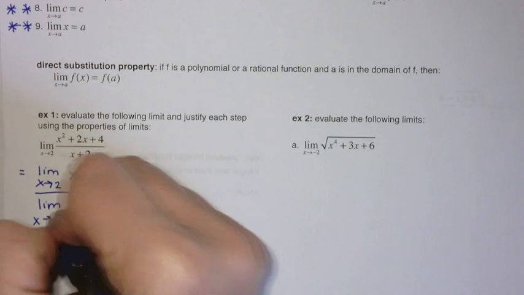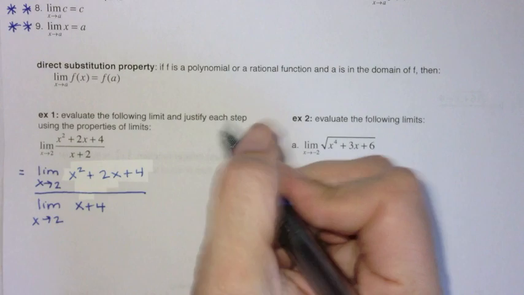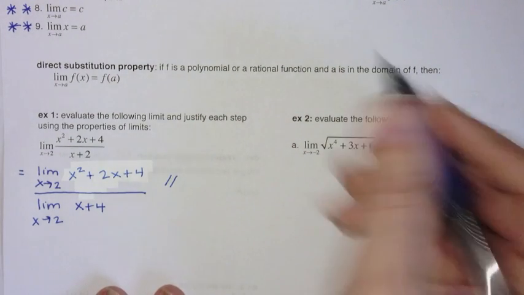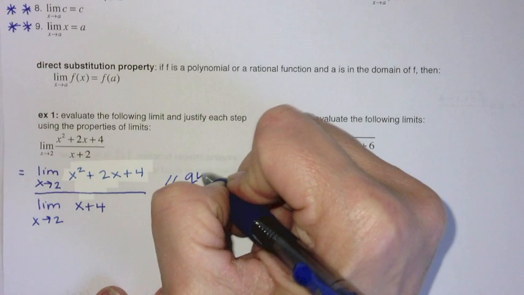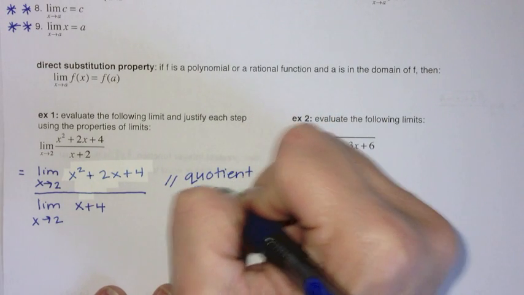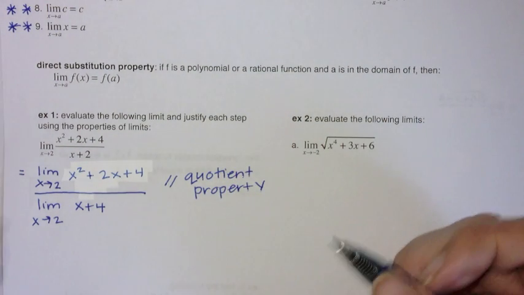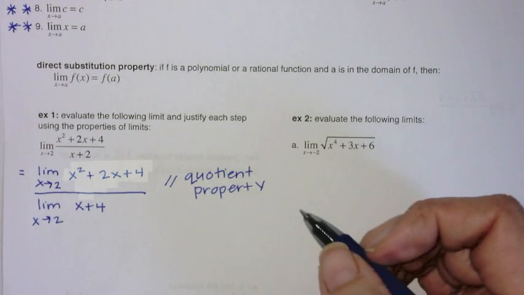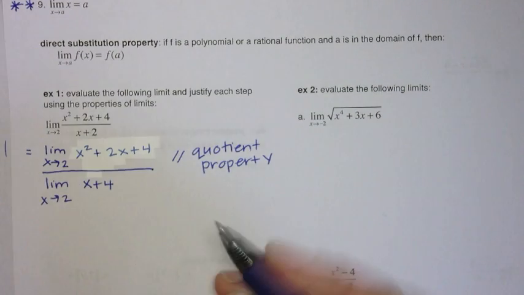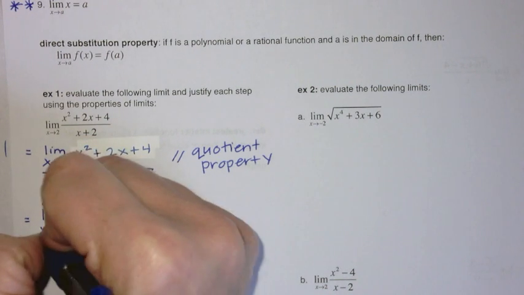This is what I meant to do. We're using that quotient property. It says justify each step, so I'm going to do this little hash. Looks like parallel lines right there. Hashtag, just kidding. This is the quotient property. You're like, okay, I'm picking up what you're putting down. The quotient property up there says if you have one limit, you can split it into 2. You've got to put the limit on both the numerator and denominator. Okay, cool. And then things are about to get crazy.